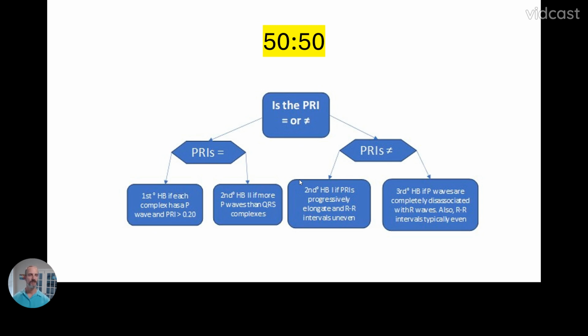All right. And then when you get into the unequal PR intervals, you either have a second degree heart block type 1, which is called the Wenckebach, or a third degree heart block. If you have a second degree heart block type 1, the rhythm tends to be irregular. Okay, whereas the third degree heart block tends to be regular, and hopefully that tip helps you with distinguishing the different types of heart block. And remember, the more that you practice, you'll get better at these, and it'll become like second nature to you.